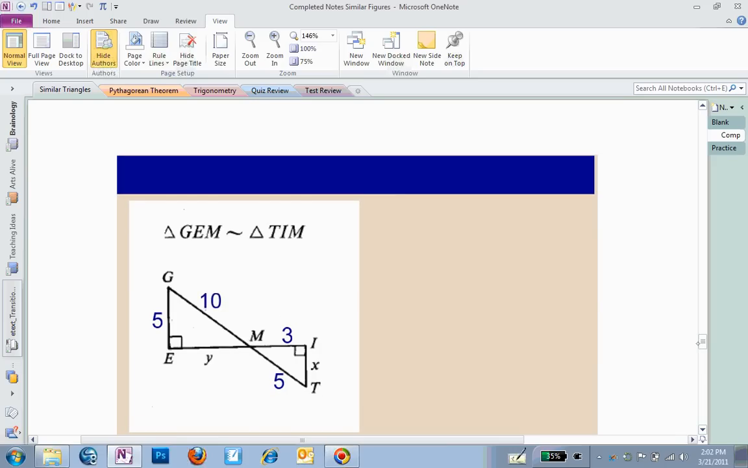In this example, the triangles start to get trickier because they're flipped around, so it's really important to stop and think about which sides and angles correspond. So angle G corresponds to angle T because of the way it's written, so I'm going to show my congruency. Angle E corresponds with angle I, that's already drawn into my drawing with right angles, and angle M is congruent to itself, so I'm going to put that in.